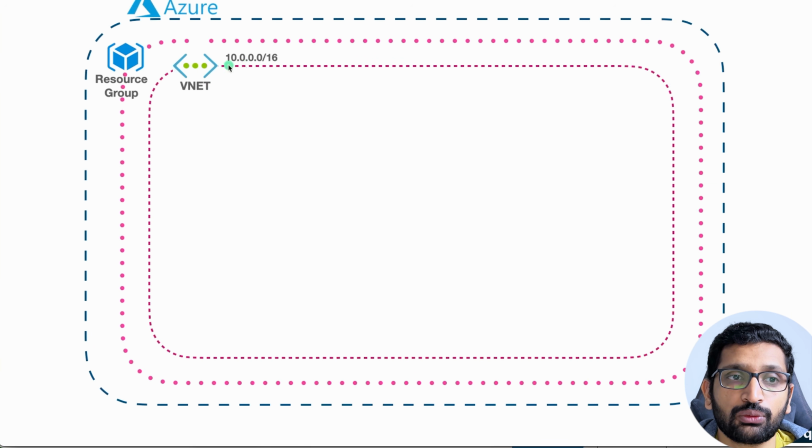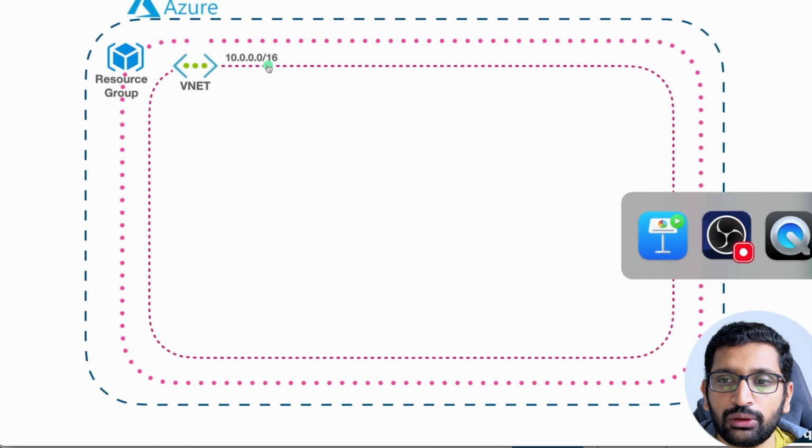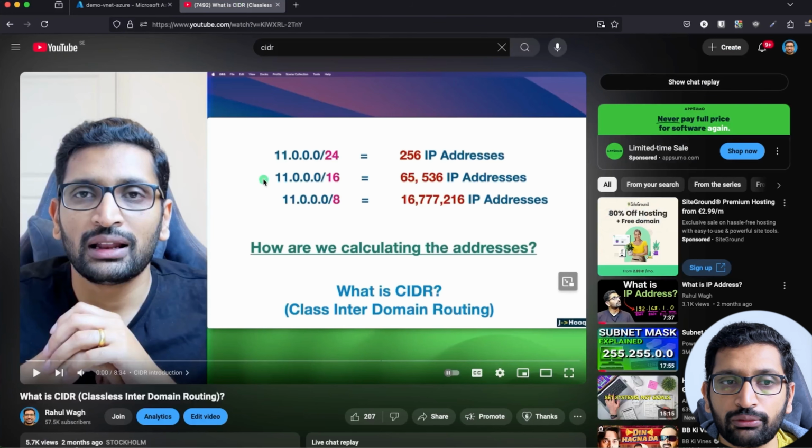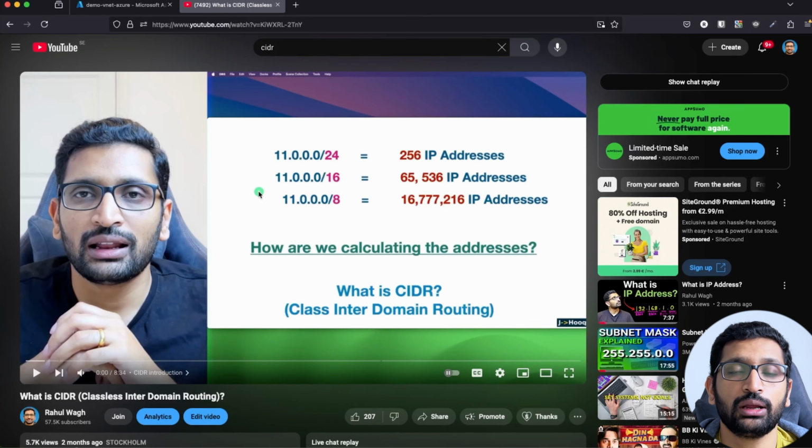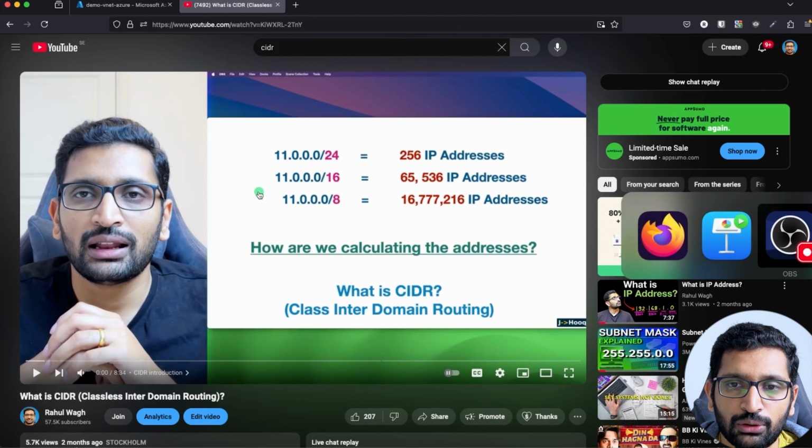If you don't know what CIDR is and how CIDR or IP ranges are calculated, then I would recommend you to follow this particular video where I have explained how the CIDR calculation works, how the IP ranges are calculated, and how you can create your own CIDR range and assign it to your virtual network. This is the video I would highly recommend to watch if you don't know CIDR. Anyway, let's get back to our topic.